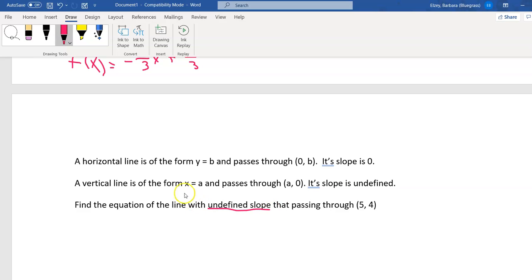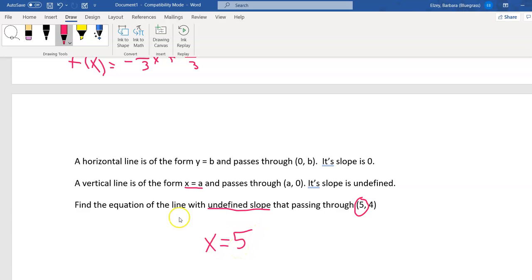Undefined slope tells us that we have an equation of the form x equals a. A is the x value in whatever point we are given. So let's notice our x value is 5. Our equation is x equals 5.